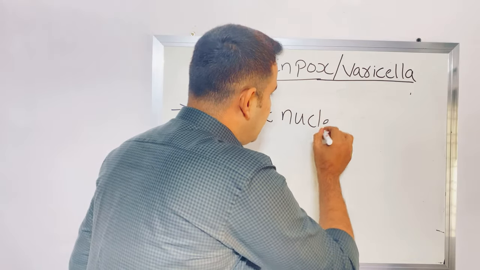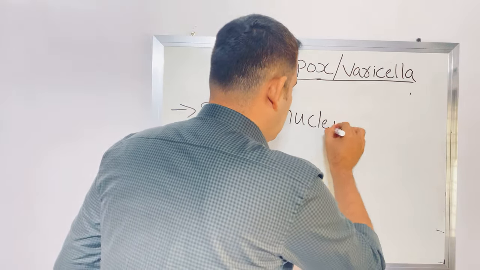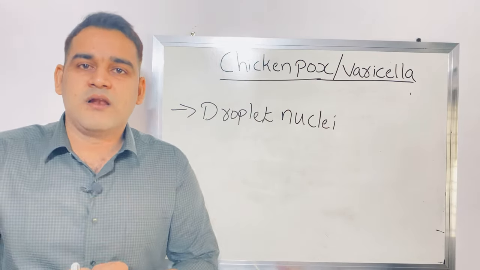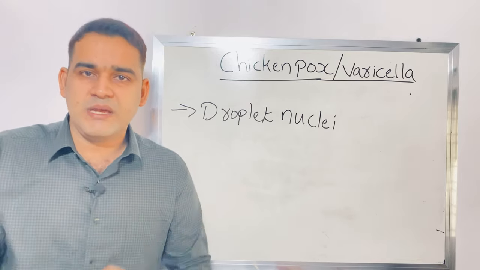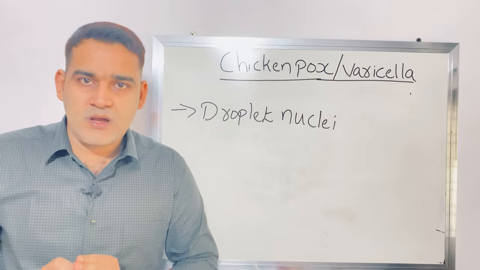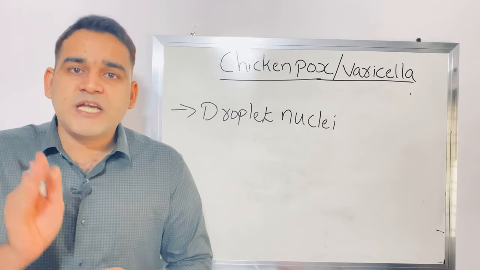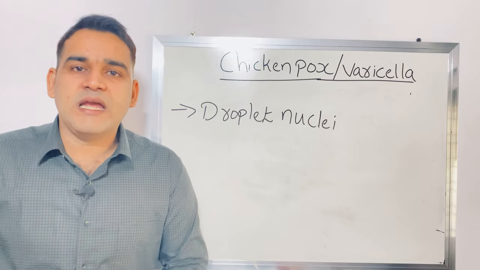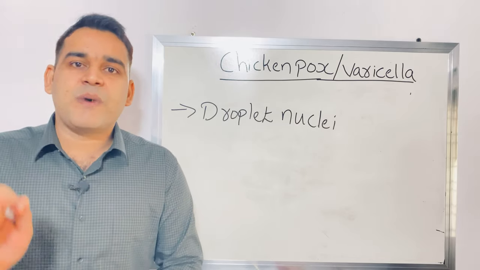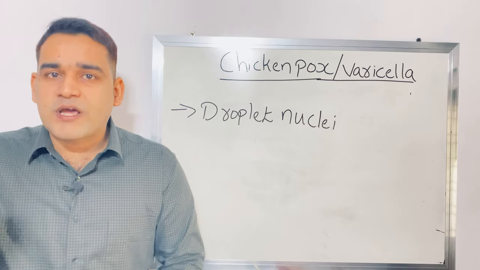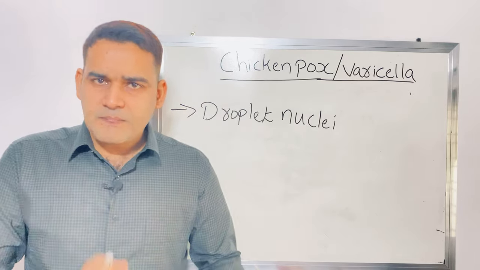Droplet nuclei also result in transmission. So what is droplet nuclei? Droplet nuclei means the waste product of the drops. After sneezing and coughing, some tiny particles remain in the surroundings or environment. They are also highly infectious. It is the residue of the drops, so this is also a reason for the transmission of chickenpox.